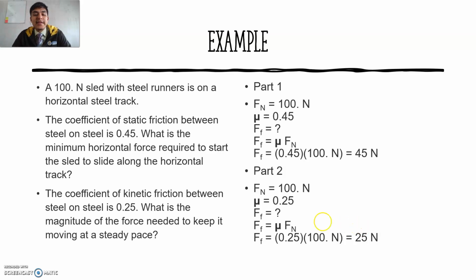Just so you can notice, there is one principle that we studied before. Static friction is usually higher than kinetic friction. Since one is higher than another, the required force to put an object in motion, 45 newtons, is going to be higher than the one that requires the object to maintain its speed, which in this case is 25 newtons.